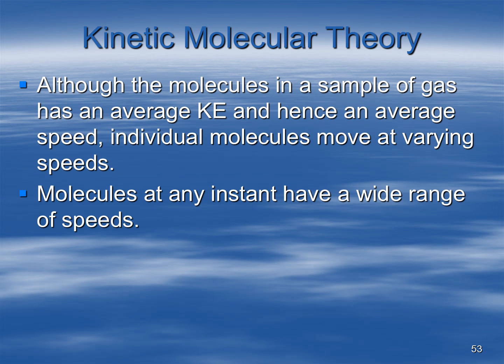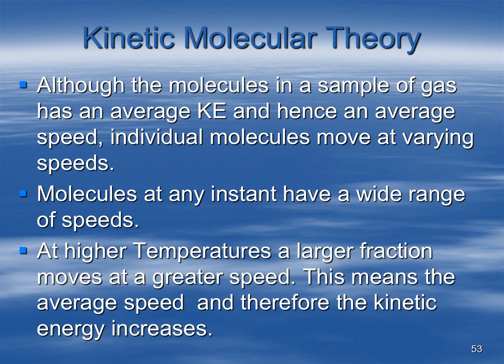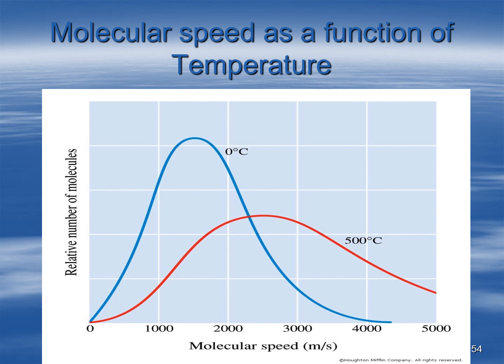So at any instant, molecules have a wide range of speed. Now, at a higher temperature, the average speed goes up, which means a larger fraction moves at a greater speed. And so if we look at this picture, you can see that at 0 degrees Celsius, the average speed would be at the top of the hump, which is about 1,500 meters per second. It doesn't mean every single molecule is going 1,500 meters per second. We have some, very few, but some that might be going 4,000 meters per second. We still have some that are going almost 0 meters per second.